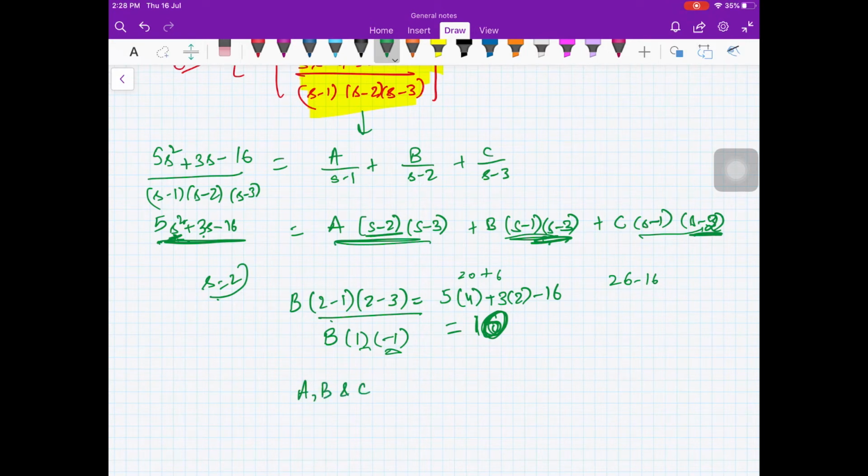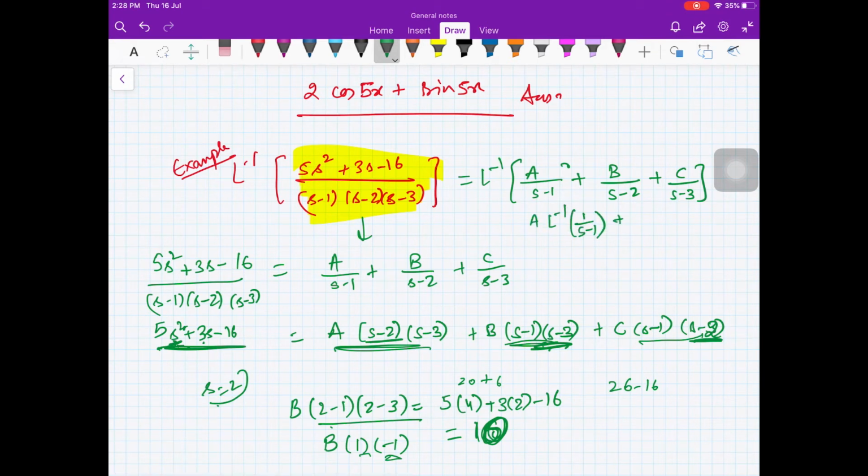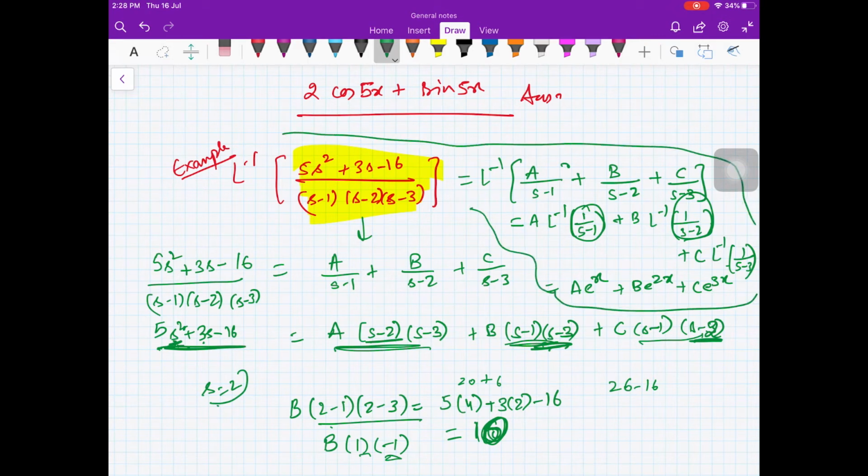So you'll get the values of a, b and c, and after that you can write it as L inverse of a, your constant, upon s minus 1, plus b, a constant, upon s minus 2, plus c, another constant, upon s minus 3 here. So you can write it as a into L inverse of 1 upon s minus 1 plus b into L inverse of 1 upon s minus 2 plus c into L inverse of 1 upon s minus 3. Now you can find the L inverse. This is e raised to power x, this is e raised to power 2x, and this is e raised to power 3x. So this is your answer.